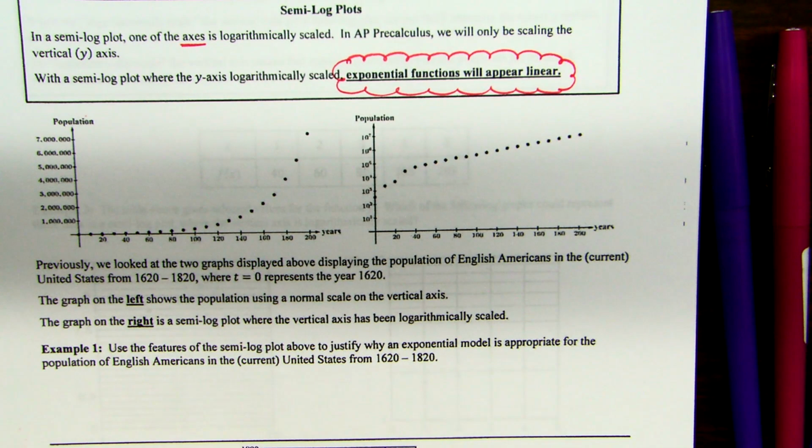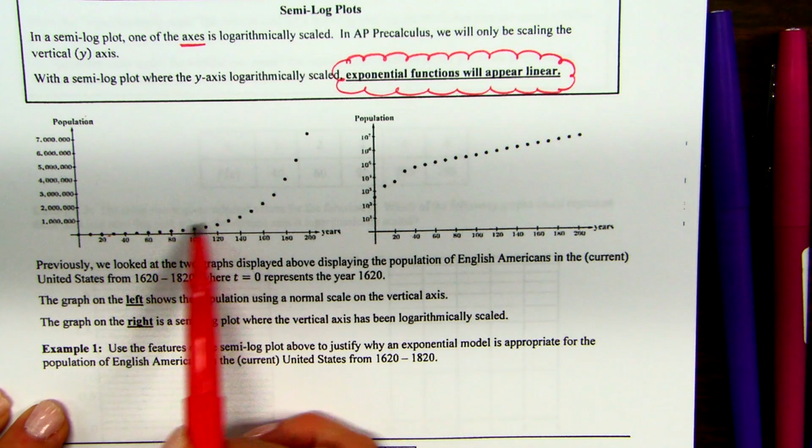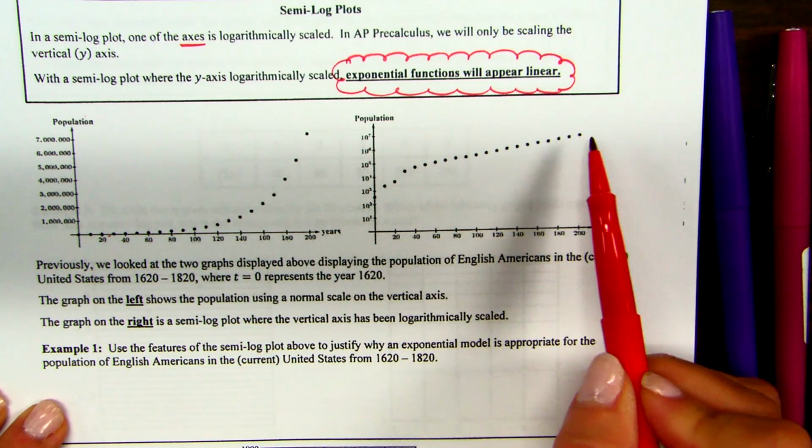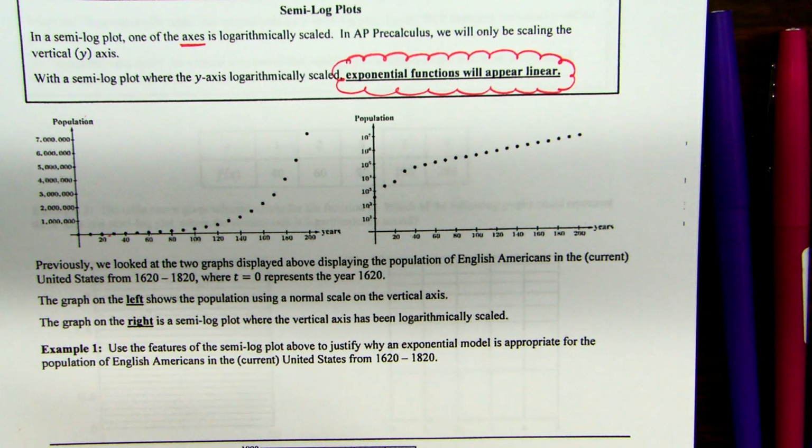Why? And so here's the first thing you need to know. The data, the points over here, are the same as the points over here. The data doesn't change. It's how you graph it. It's actually still graphed the same way. It's just scaled differently. So why are we doing this?